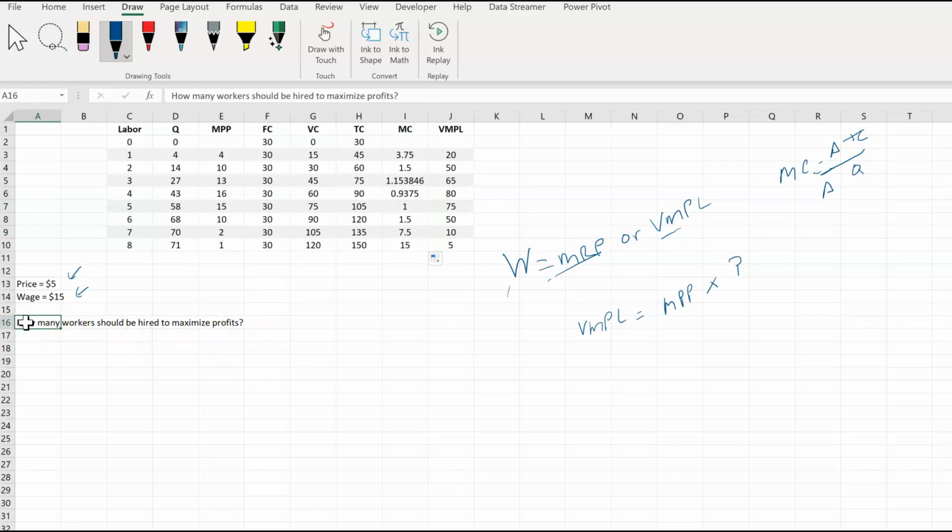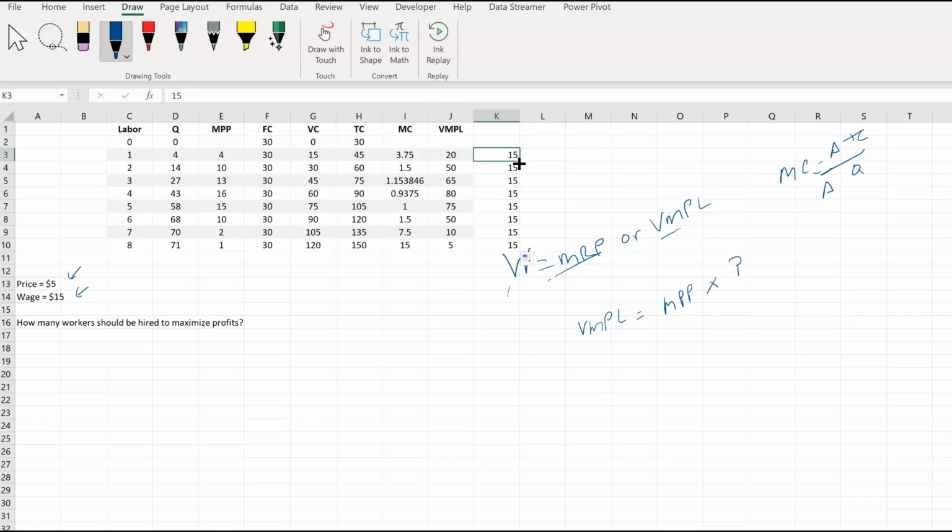Now we can figure out how many workers we hire. We figure that out by finding where wage equals MRP. So the wage is 15, and to help us out, I'm just going to put 15 all the way down here. And I'm going to compare it. Now you can see here the first worker's VMPL is 20, and that's greater than the wage. So we hire that worker.